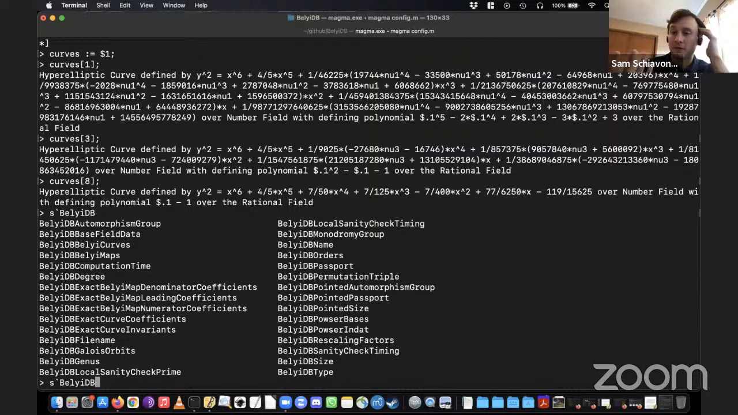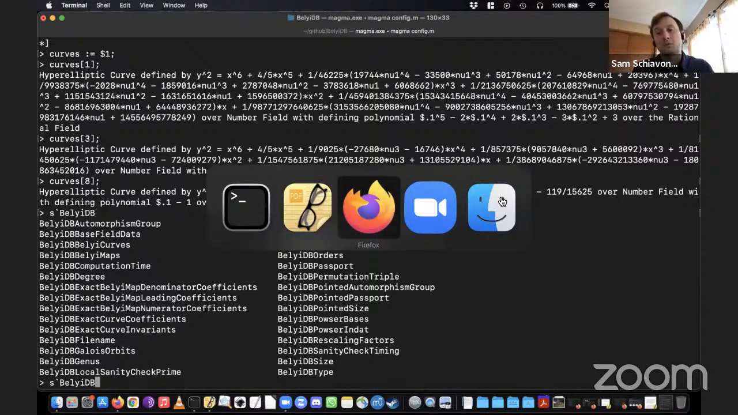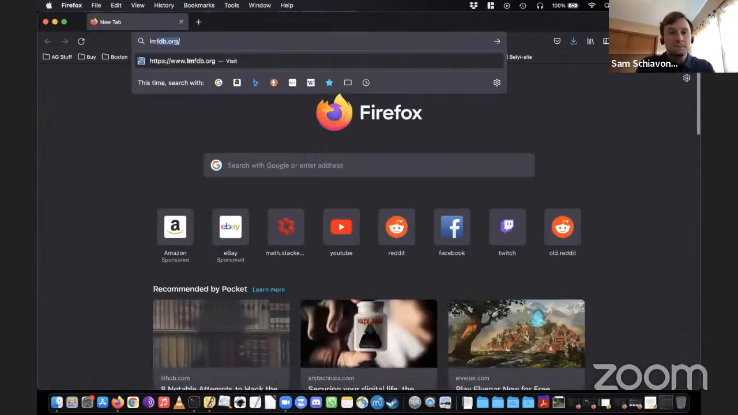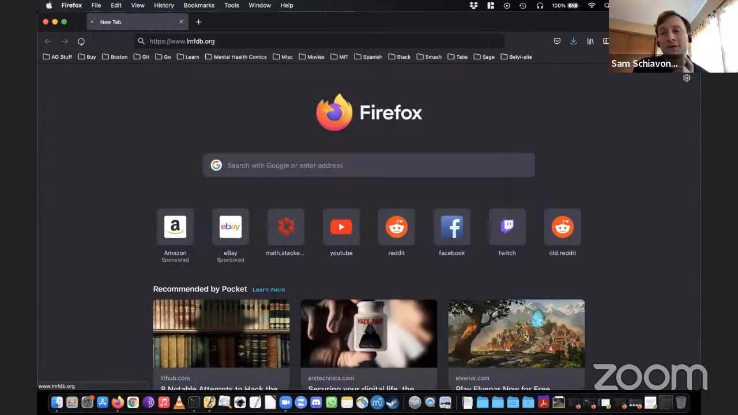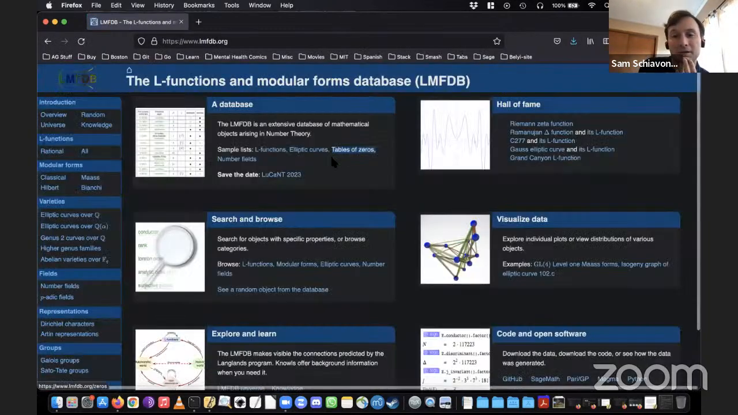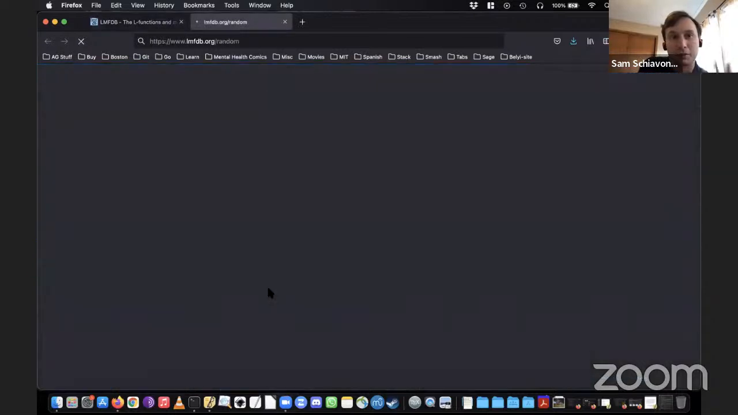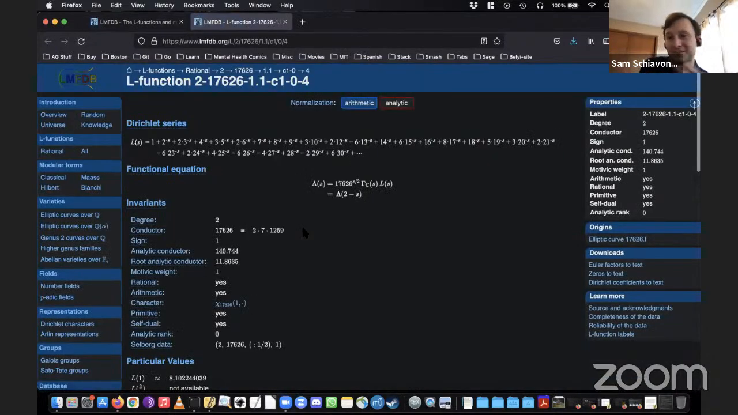So again, if you really want to get your hands dirty with the data, you can go to GitHub and download and clone this repository. But if you just want to look at the data in maybe a more digestible way, let's go to the LMFDB. If you haven't seen the LMFDB before, I highly encourage you to poke around. There's a random object button, so you can just see a random object in the database. Let's see what we get today. We get an L-function, great.